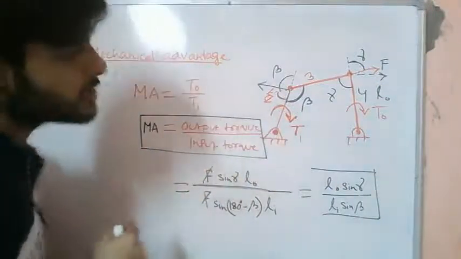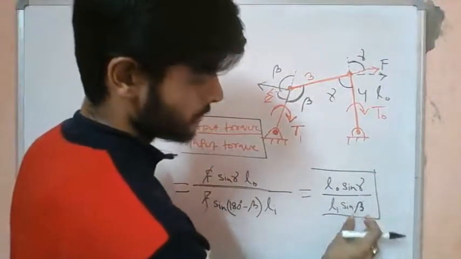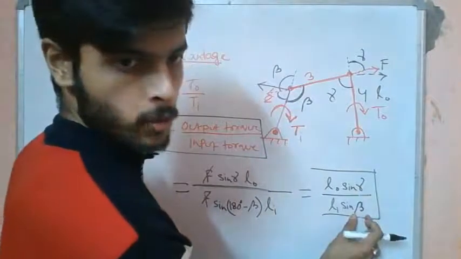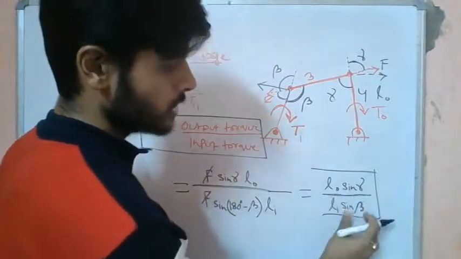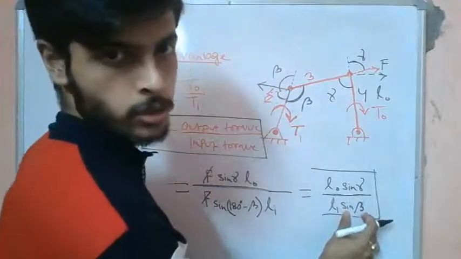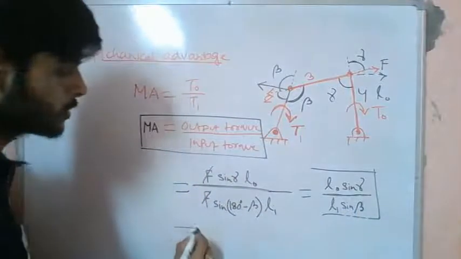Now let's say this beta becomes 0 or 180 degrees. In that case, the sine quantity will be 0. Sine 0 degrees is 0, sine 180 is also 0. If this quantity becomes 0, the mechanical advantage will tend to infinity.